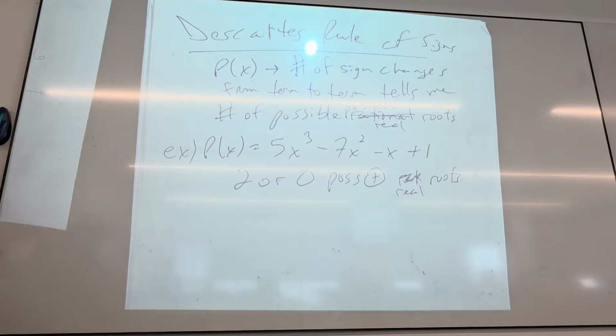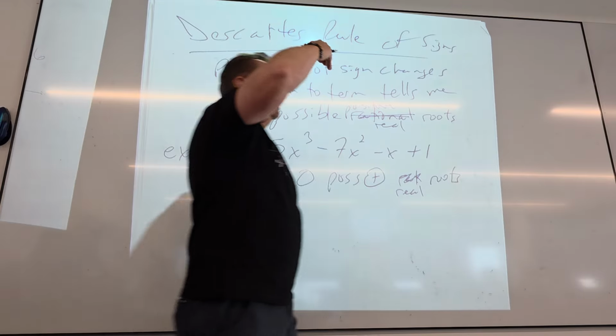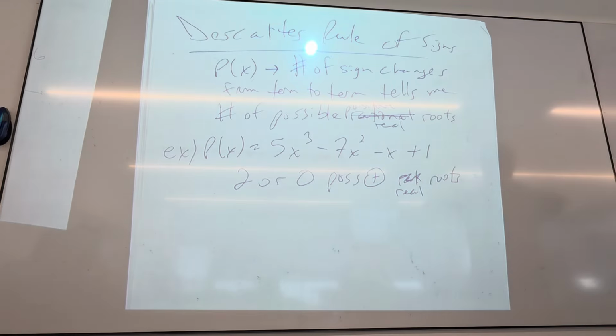Because why does it go down by 2? This is the big thing that I can't believe I keep making the same mistake. Why does it go down by 2? Because if it's not real, it's imaginary, and they always show up in pairs. Okay.